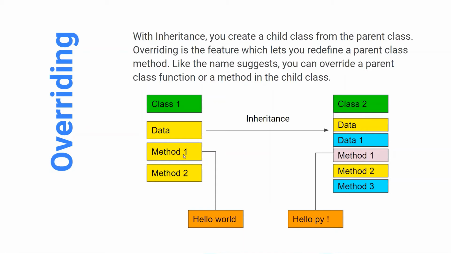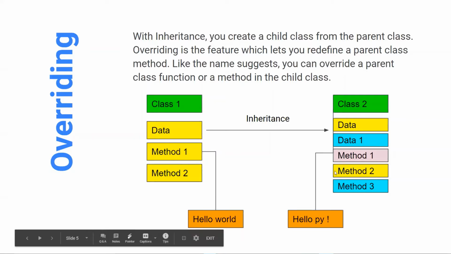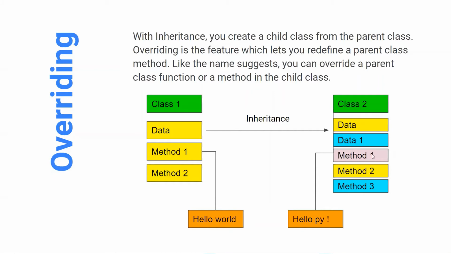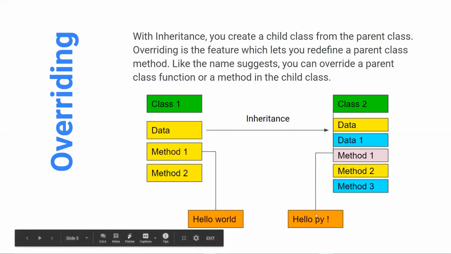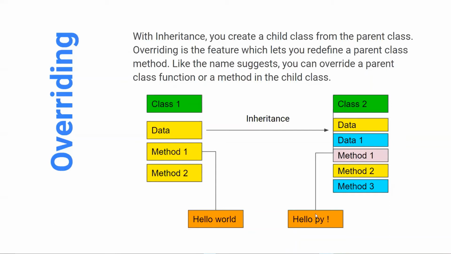In the parent class, we have written a program like hello world in method 1, and we are printing this. Then in class 2, method 1 is inherited from class 1, but in method 1 we are not printing hello world. Instead of that we are printing hello pie. So guys, this is the basic concept of overriding. Let's move on.